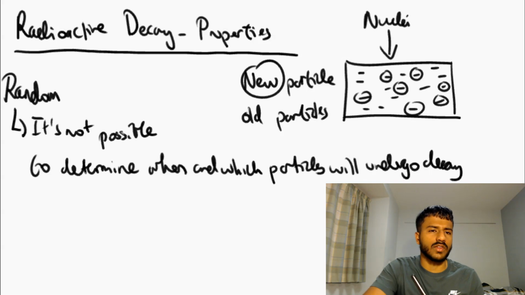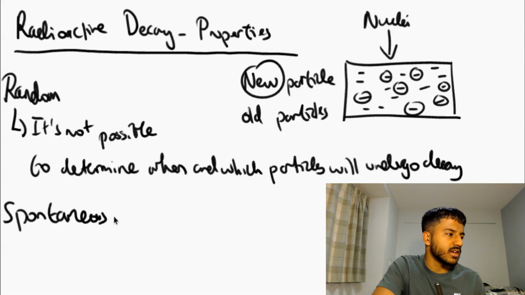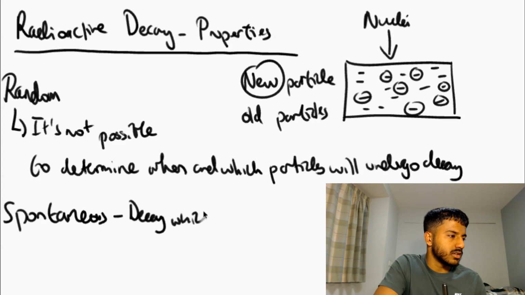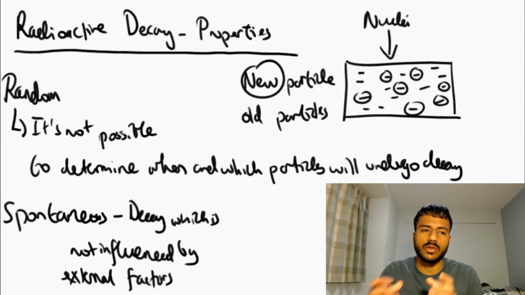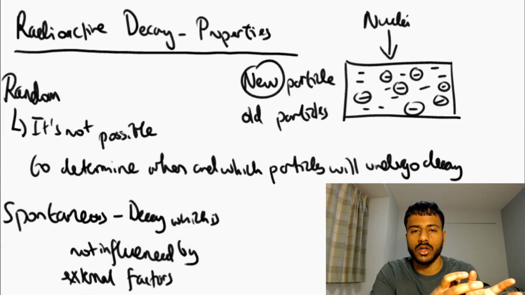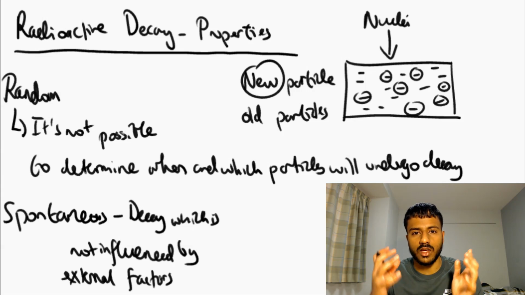Now, a second definition of decay that you need to know is called spontaneous. And spontaneous decay is that decay which is not influenced by external factors. This means that there is nothing that I can do to a bunch of particles that can affect how or when it will decay.